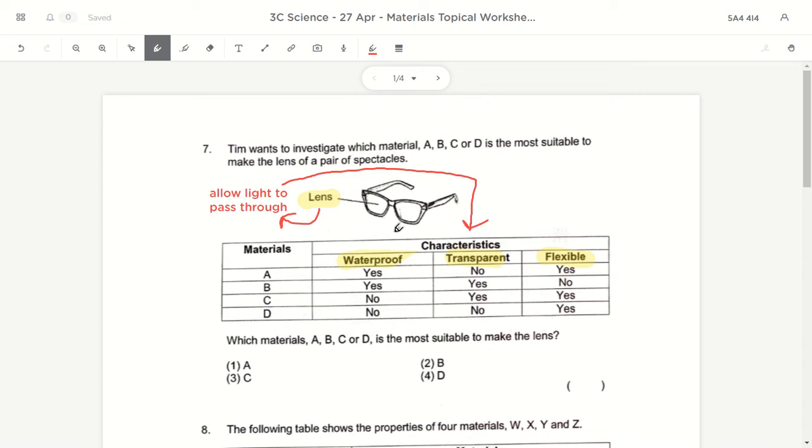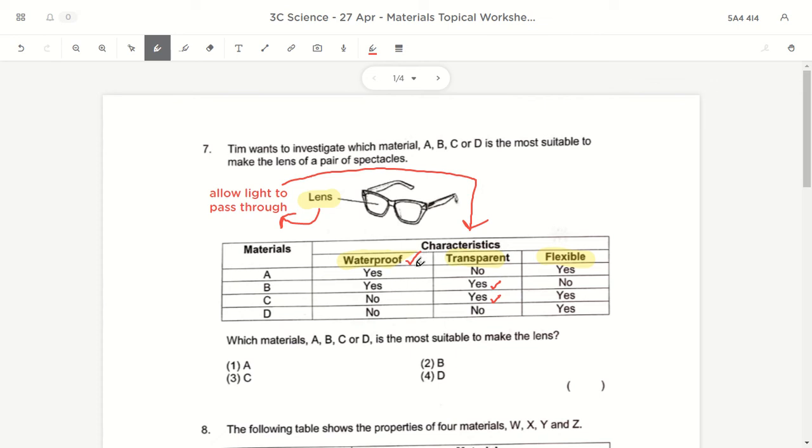So I need the lenses to be transparent. So it has to be either B or C. There's no point having the lens not being transparent, then I can't see, then I can't use it. Okay, so the lens must be transparent. At the same time, let's look at other properties. Must it be waterproof? Yes. Imagine if we drop it into the swimming pool, then what happens? Or into the drain, what happens?